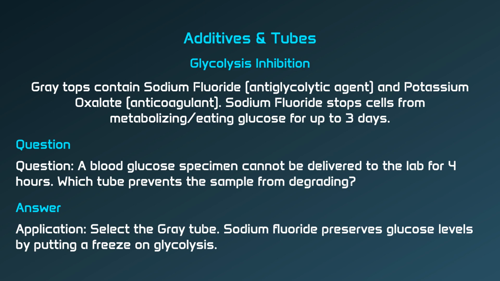Question: a blood glucose specimen cannot be delivered to the lab for 4 hours. Which tube prevents the sample from degrading? Answer. Application. Select the gray tube. Sodium fluoride preserves glucose levels by putting a freeze on glycolysis.